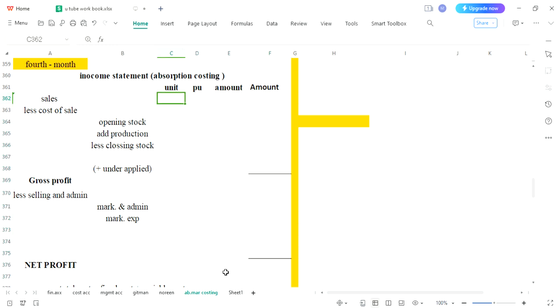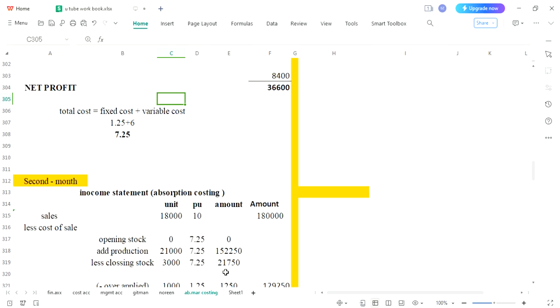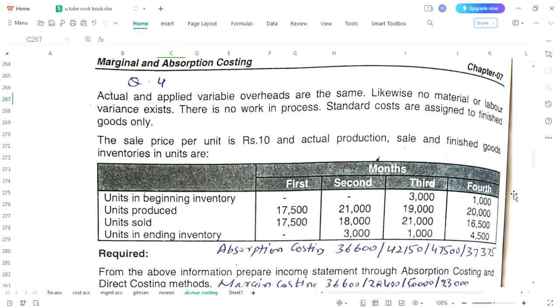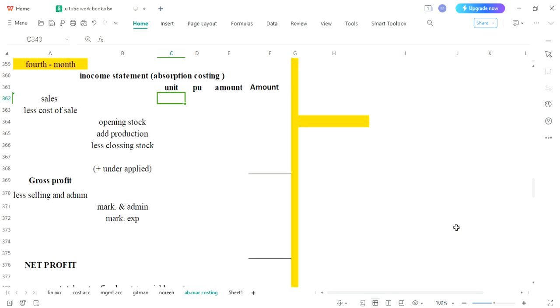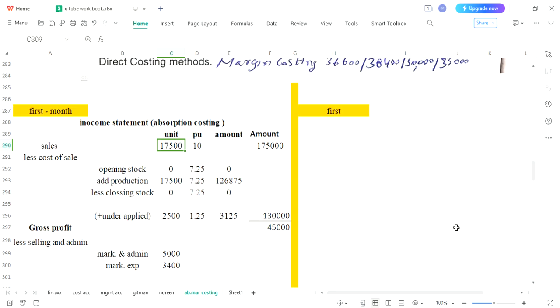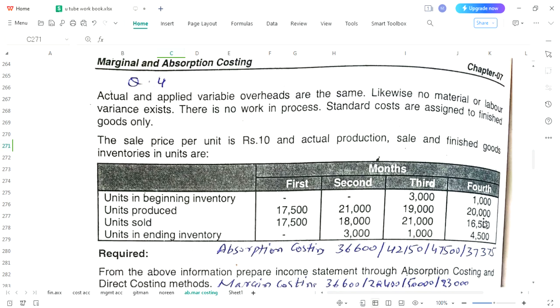Now let's start and see the situation in the fourth month. Again, all values are already provided. First, we will write sale and production. Sales 16,500 and production 20,000. I'm hopeful that these were the actual amounts. 16,500 and 20,000. So let's see: 16,500, 20,000, 1,000 and 4,500, opening and closing.